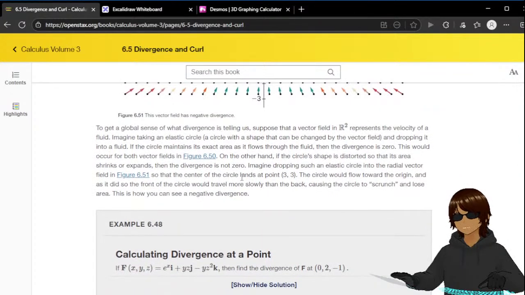To get a global sense of what divergence is telling us, suppose that a vector field in R squared represents the velocity of a fluid. Imagine taking an elastic circle with a shape that can be changed by the vector field and dropping it into the fluid. If the circle maintains its exact area as it flows through the fluid, then the divergence is zero.